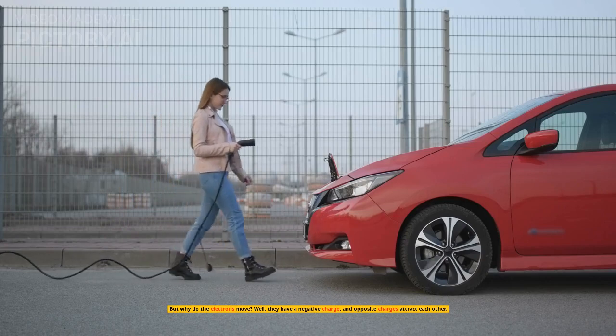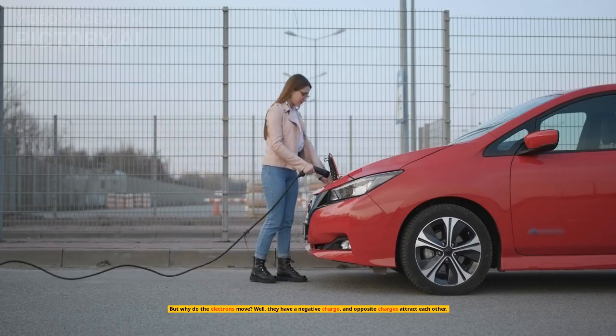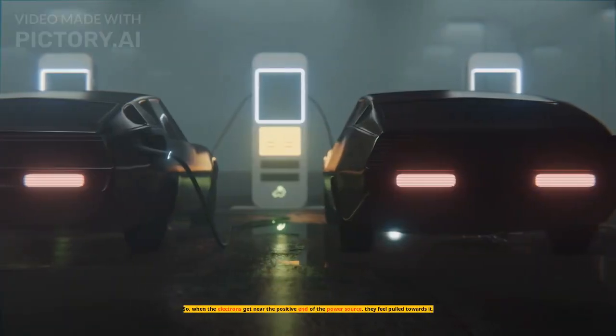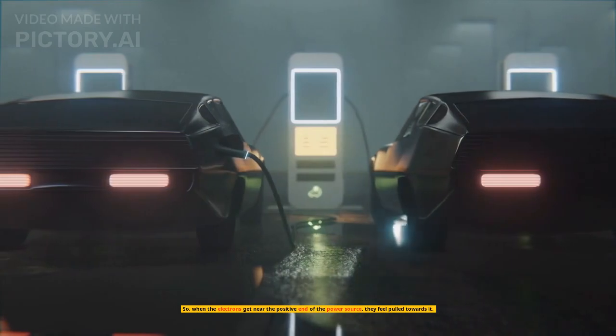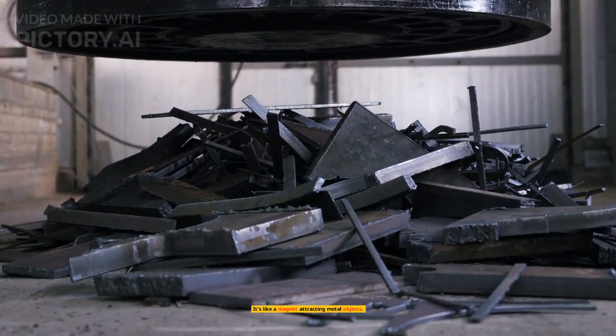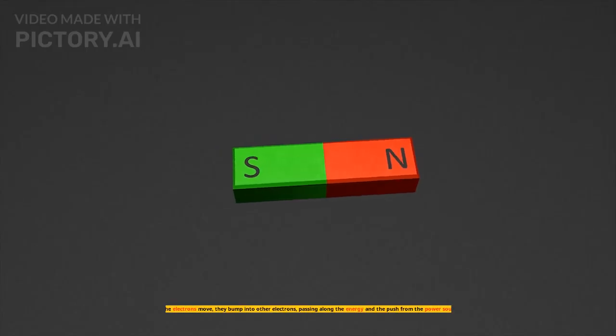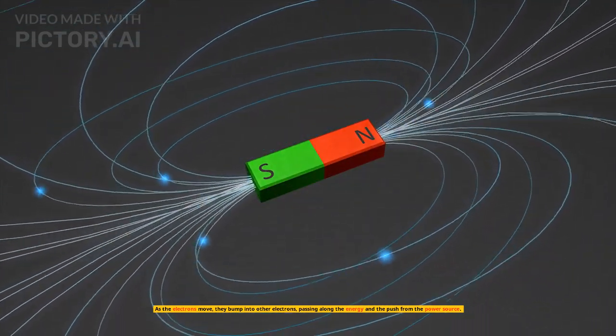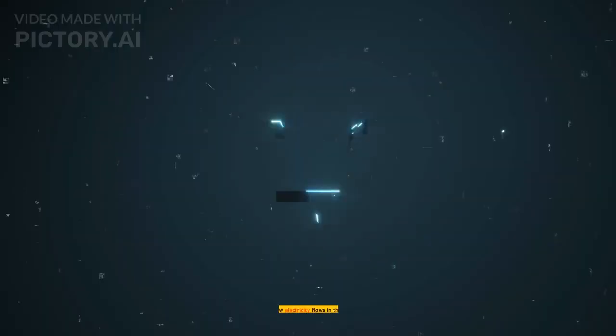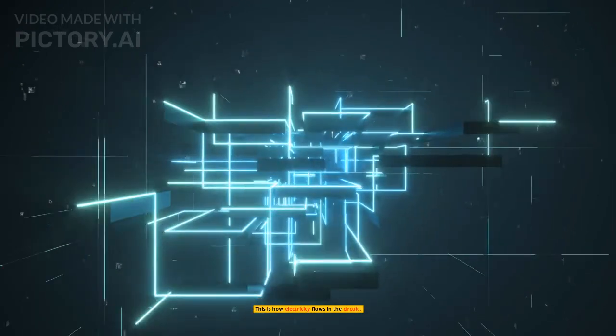But why do the electrons move? Well, they have a negative charge, and opposite charges attract each other. So, when the electrons get near the positive end of the power source, they feel pulled towards it. It's like a magnet attracting metal objects. As the electrons move, they bump into other electrons, passing along the energy and the push from the power source. This is how electricity flows in the circuit.